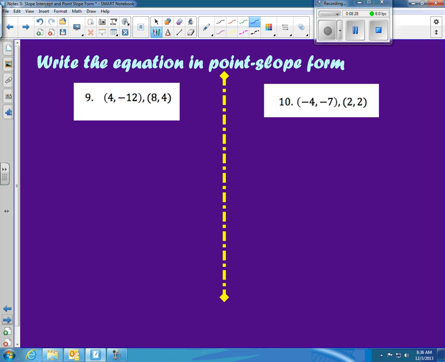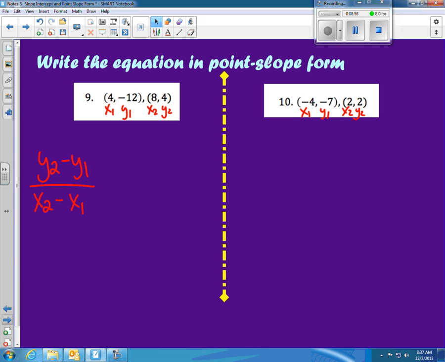All right, so here I'm giving you 2 ordered pairs. I want you to find the slope for both of these problems, 9 and 10. So remember, slope is y2 minus y1 over x2 minus x1. So I'm just going to give you x1, y1, x2, y2, and I'll give that for 10 also. x1, y1, x2, y2. Okay, so find the slopes for 9 and 10, and we will talk about these when you guys come to class next.